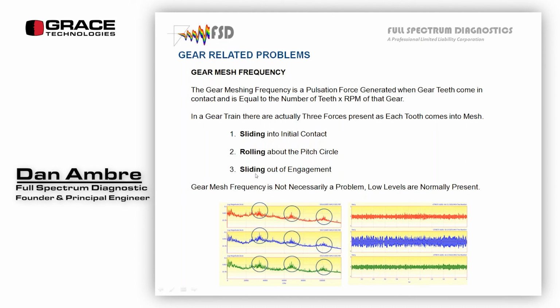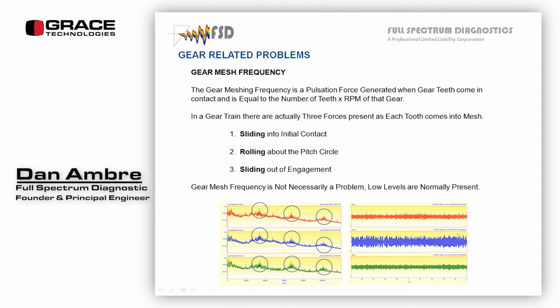Gear mesh frequency is not necessarily a problem. Low levels are normally present. These are low levels. My amplitude scale is 0.1 inches per second, and we're all well below that. So this is a pretty good running gear.